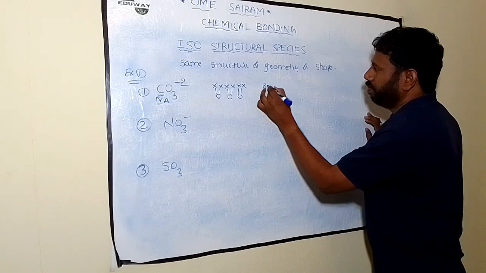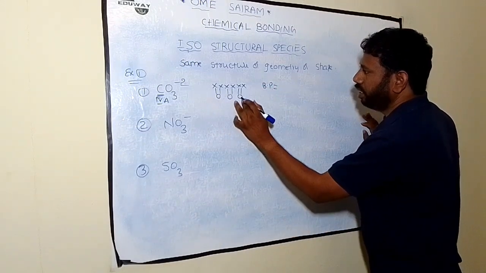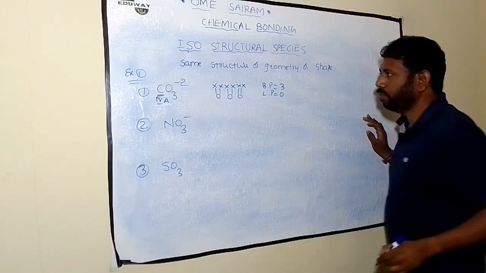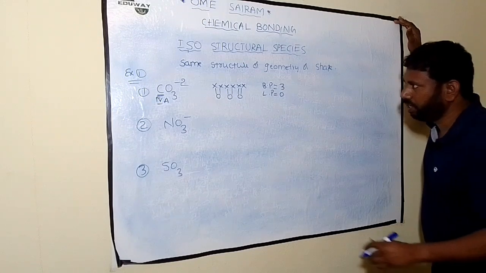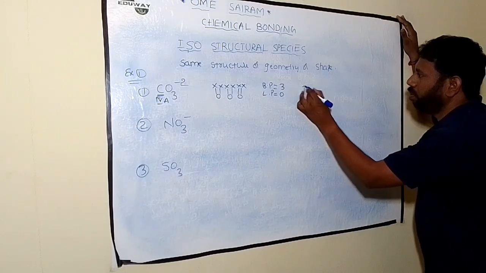Now, bond pairs. How many bond pairs are there? 1, 2, 3. 3 bond pairs. Lone pairs 0. If any molecule has 3 bond pairs and 0 lone pair, already you know that the geometry is trigonal planar.